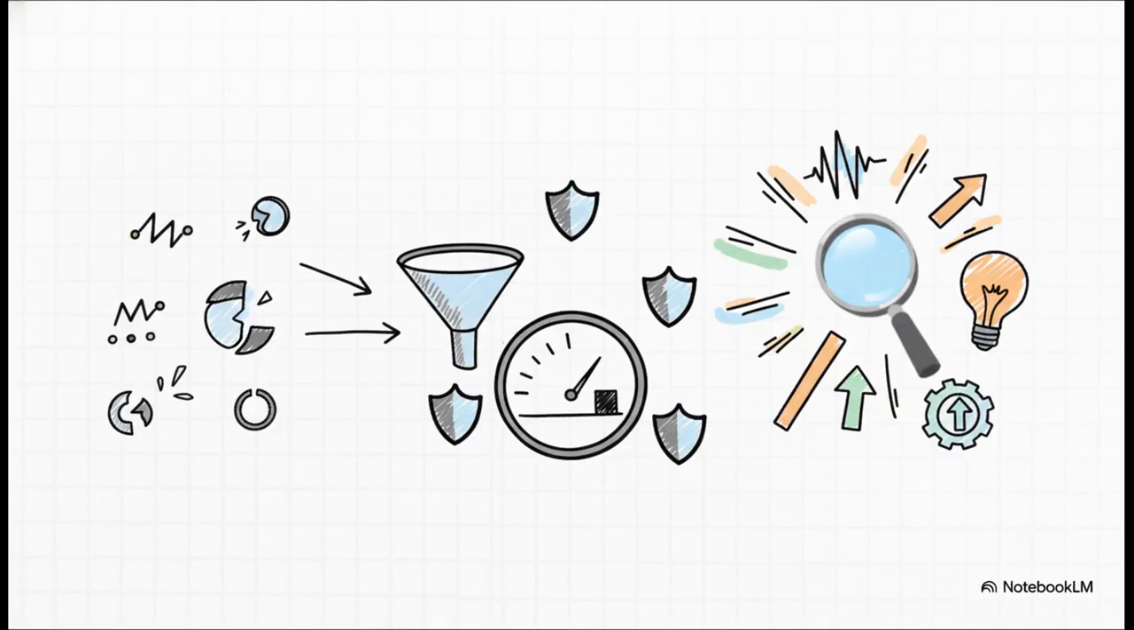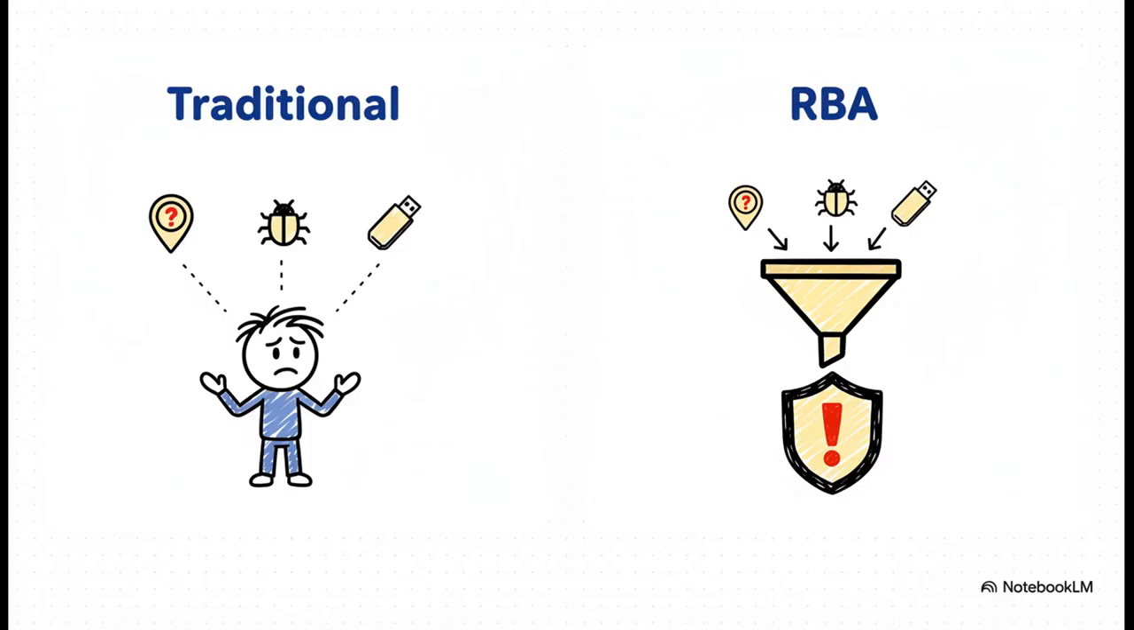Now, the engine that drives this is a concept called risk-based alerting, or RBA. And this is a huge shift in thinking. Instead of just creating a separate alert for every little thing that happens, RBA groups them all together. It assigns a risk score to each activity and then adds them up over time for that specific user or device.